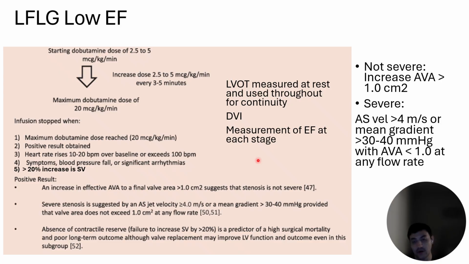So this is straightforward. The dobutamine stress test, you ask for low gradient, low flow with low ejection fraction, to increase the ejection fraction and increase the flow through that area. It's a positive test when you see those parameters, more than 4, more than 40, in each state. You start 2.5 to 5, you increase 2.5 to 5 every 3 to 5 minutes until 20. You stop when you have a positive result, when the heart rate increases 10 to 20 beats per minute over baseline or exceeds 100 beats per minute, when you have symptoms, obviously, and when you have more than a 20% increase in the stroke volume. So that is a dobutamine stress test, okay?